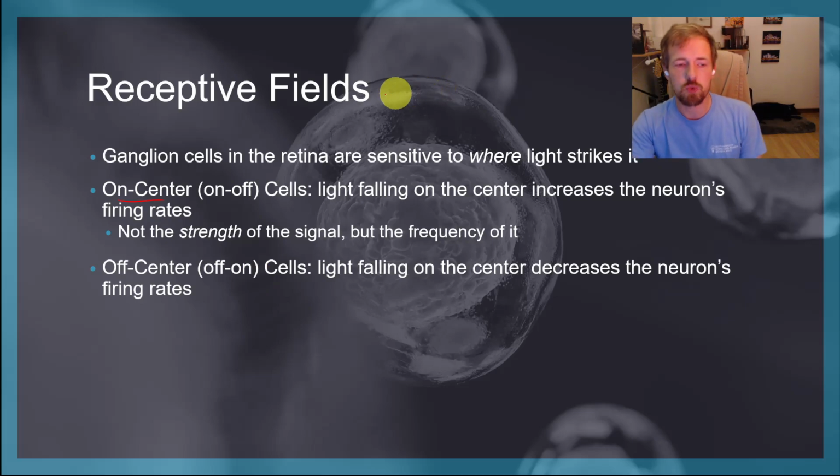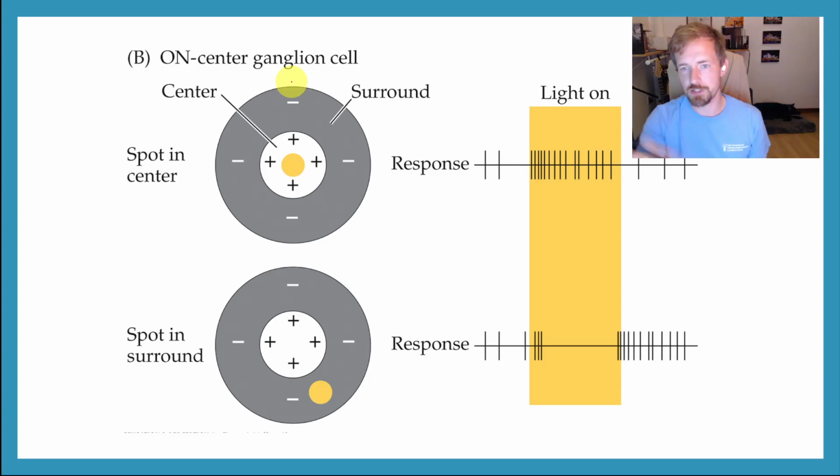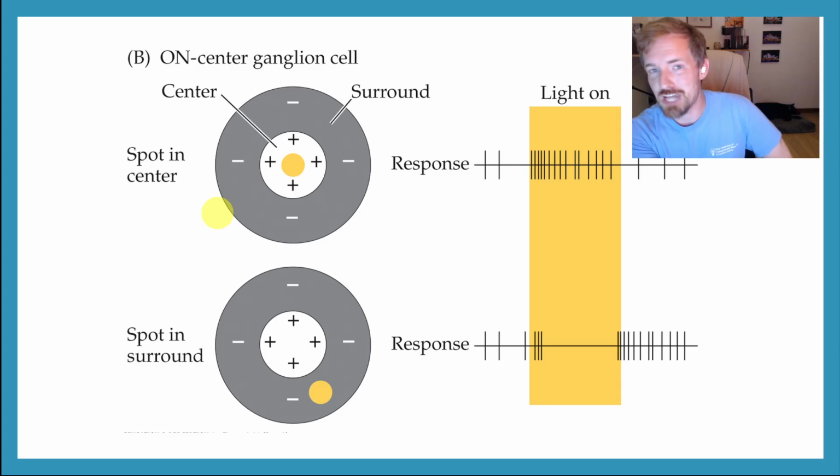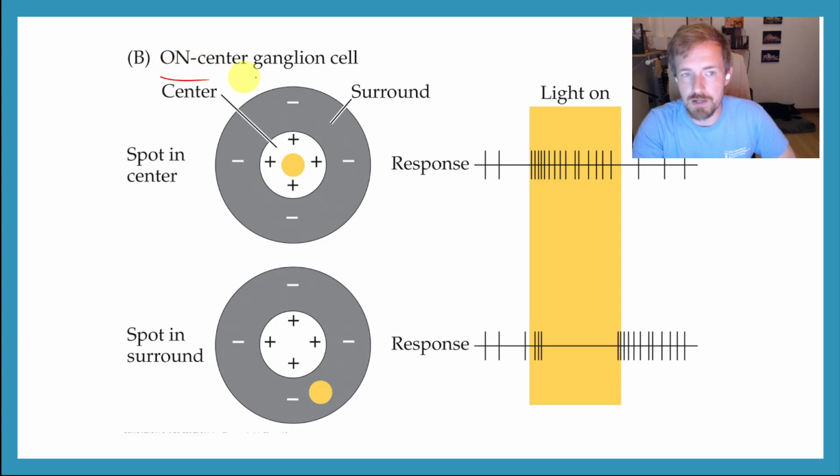And the way these work, I'm going to move to this slide right here because it does a better job of helping communicate it. That's the whole reason why we have 8 chapters of vision, because it's much easier to understand these things when we see it. So this is an on-off cell, an on-center cell, also known as an on-off cell.